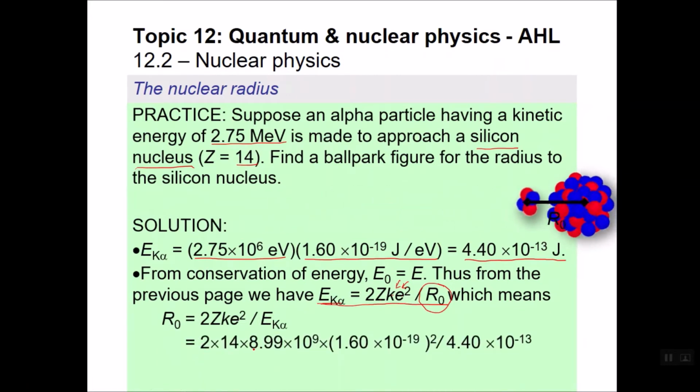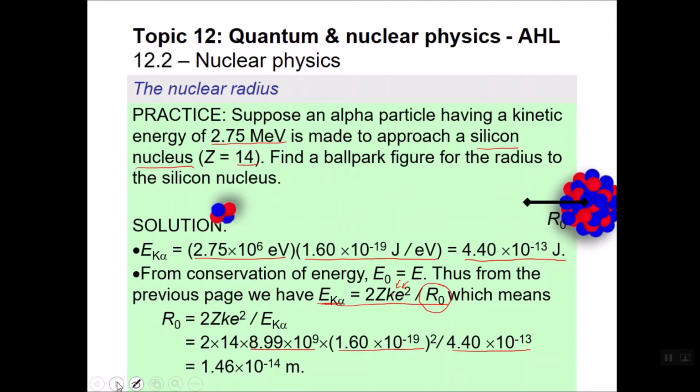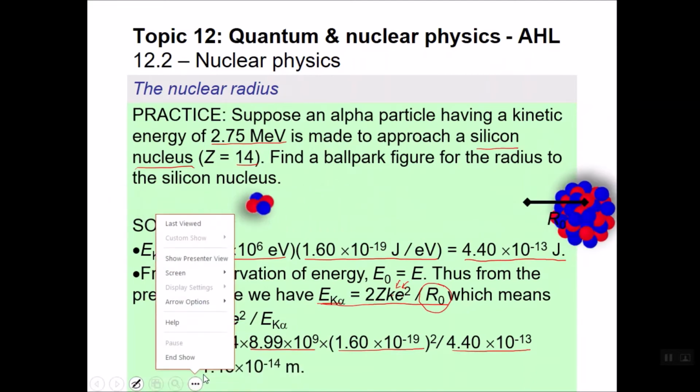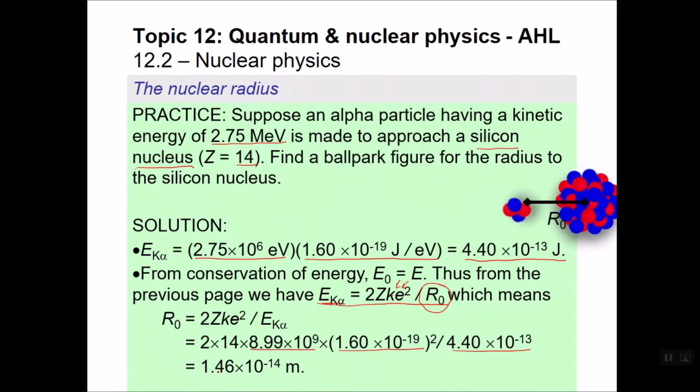2 times 14 times Coulomb's constant times the charge squared divided by the energy, and we get an estimated radius of that nucleus at 1.46 times 10 to the minus 14th meters. It's actually pretty straightforward. You just have to remember that all the kinetic energy is getting converted into the potential energy at this distance, and the rest is all constants.